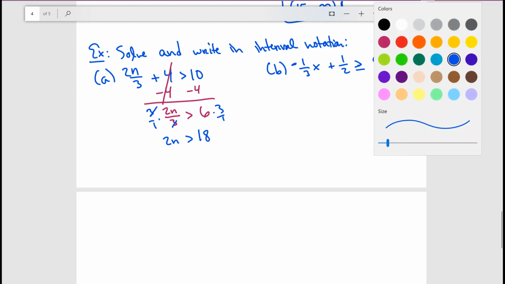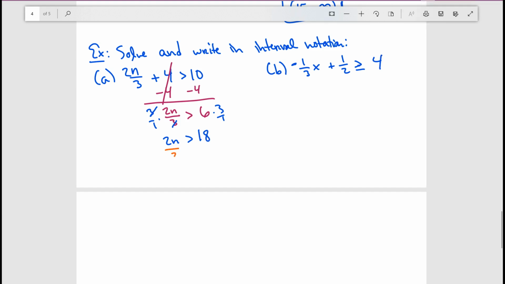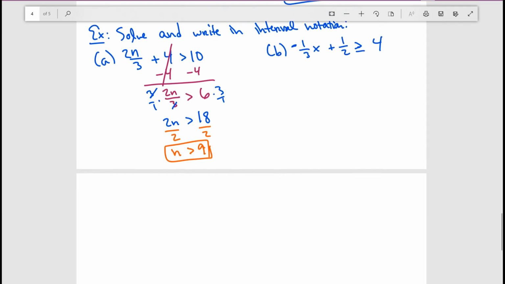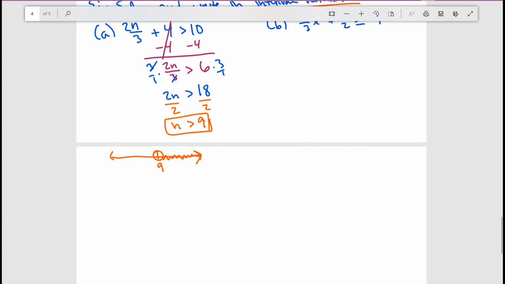Now what I can do is I now can divide by this 2. So n is greater than 9. That is my answer. Okay, now I wanted an interval notation. So I'm going to draw a number line. Here is 9. 9 is not included, and it's everything that's greater than that. So this is going to be from 9 all the way to infinity, parentheses.